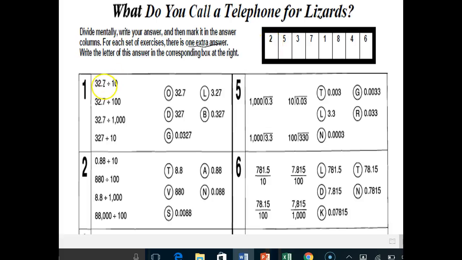So 32.7 divided by 10, move left one time, equals 3.27. Divide by 100, 1, 2, equals 0.327. Divide by 1,000, 1, 2, 3, equals 0.0327. And divided by 10, start at the end because there's no decimal. Once equals 32.7. So this has been taken up, this has been taken up, this has been taken up, and this has been taken up. So the answer that's left is D, and D goes right here.